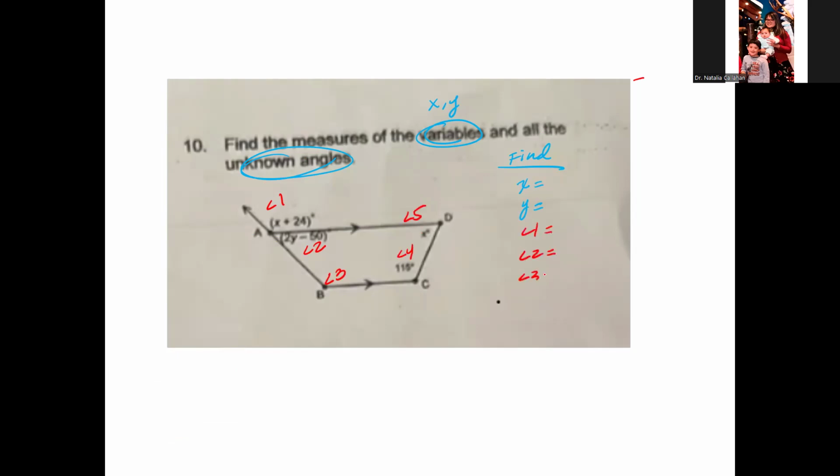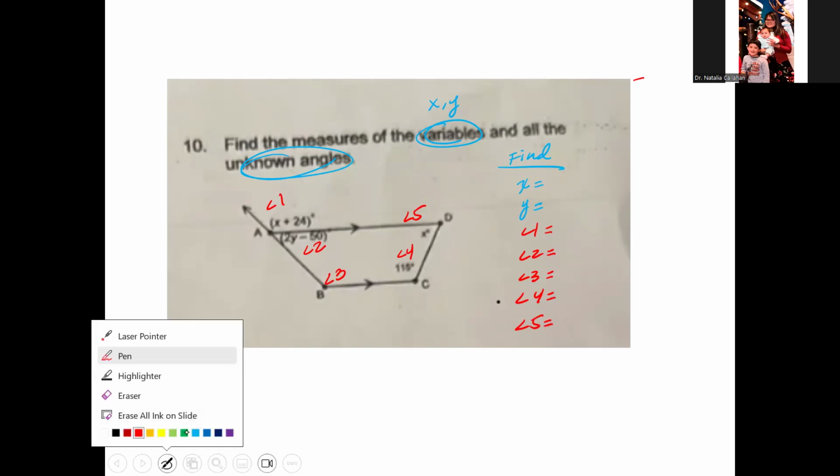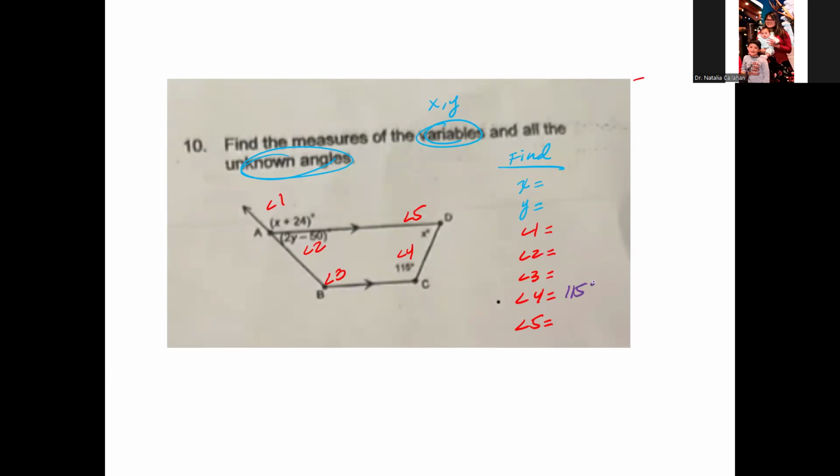Angle 1, 2. Which one do you already know? Because you're given angle 4. Good. And what is angle 4? It's 115. Good. That's given to you. But do I know any other angles that give me the letters? No. Angle 1 is X plus 24, right? Angle 2 is 2Y minus 50. I just write it down so that way you know what's given to you. Okay. All right, so what is your strategy?